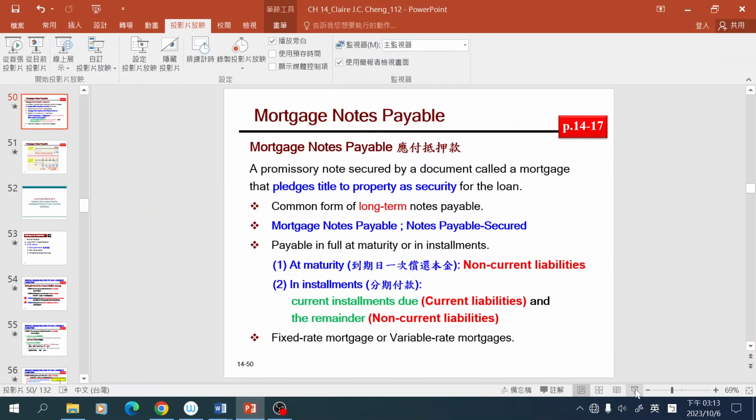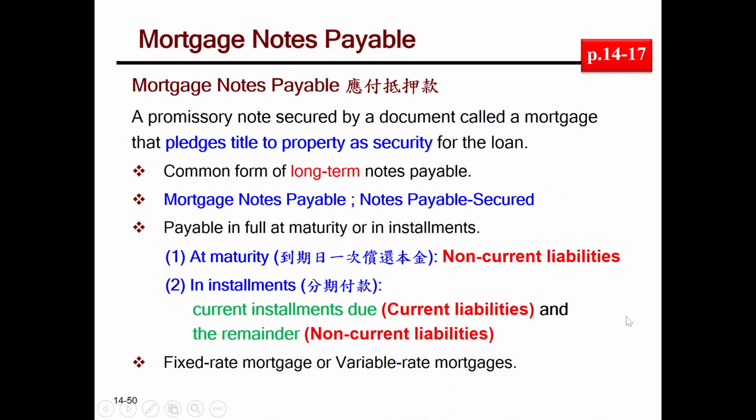So please go to your slide on 50. So slide on 50 is mortgage note payable 应付抵押款. Remember what is mortgage note payable?